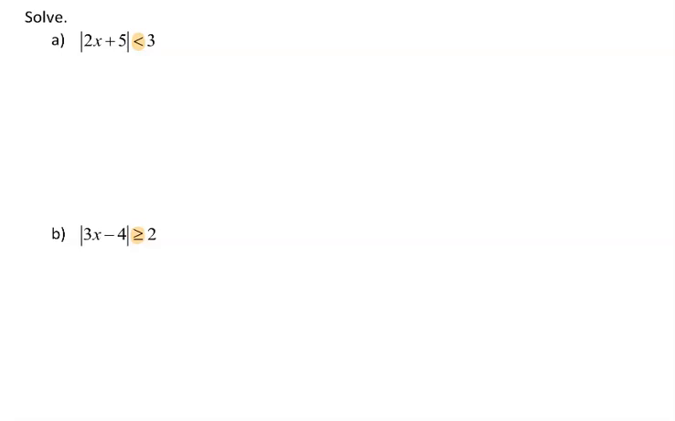When you have an absolute value less than some number, we're going to write two inequalities and use the word and. Kind of a goofy way to remember that: think of it as less than with the word and in there. And so we're going to write the statements 2x plus 5 is less than 3 and 2x plus 5 is greater than negative 3.